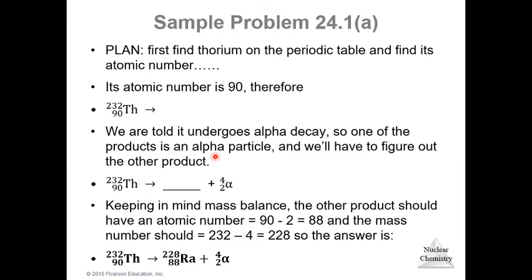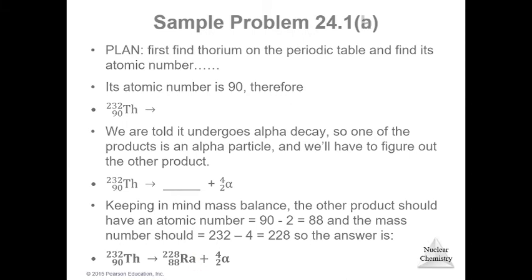Radium-228. So when I figured out that this has to be 88, because 88 plus 2 is 90, I've got to go to the periodic table. 88 is radium. Okay, moving on.